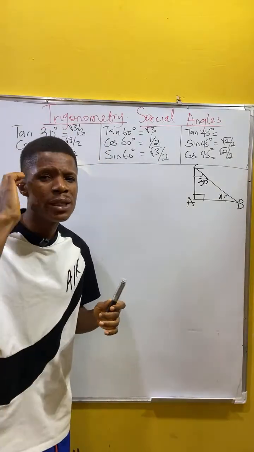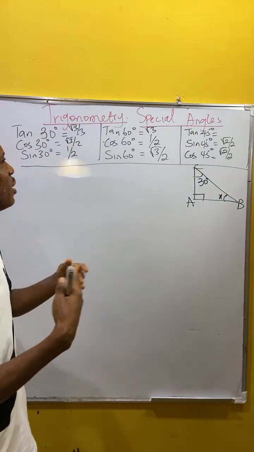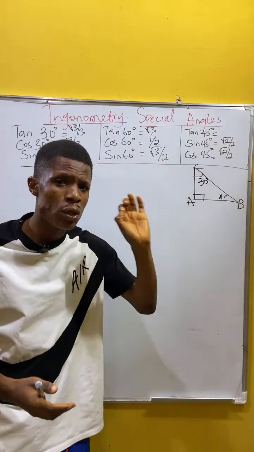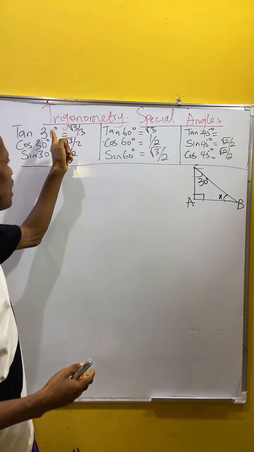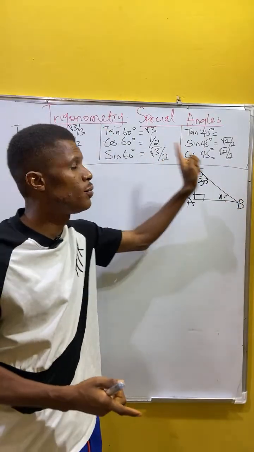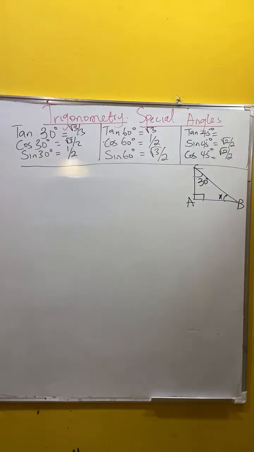In trigonometry, we have what we call special angles. We have a lot of them, but today we'll be looking at special angle 30 degrees, special angle 60 degrees, and special angle 45 degrees. We are going to use them to find the missing side in a triangle.